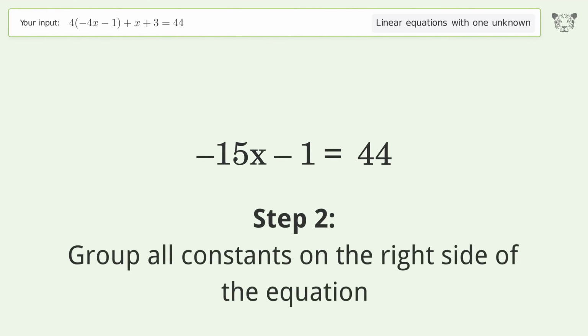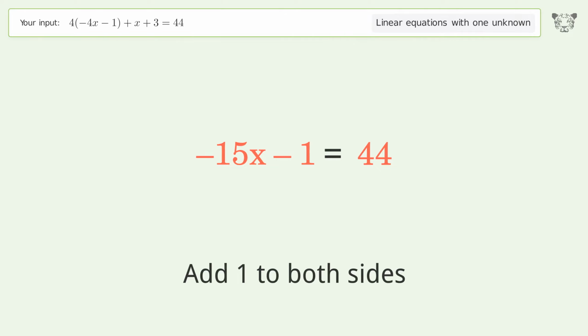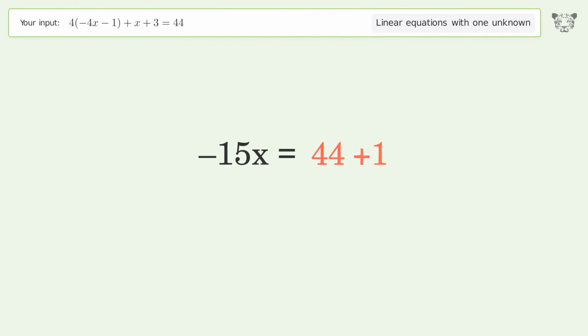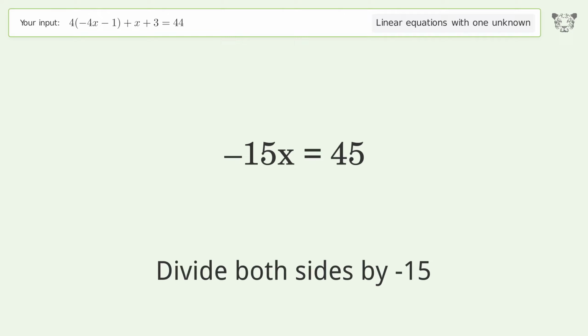Group all constants on the right side of the equation. Add 1 to both sides. Simplify the arithmetic. Isolate the x. Divide both sides by -15.